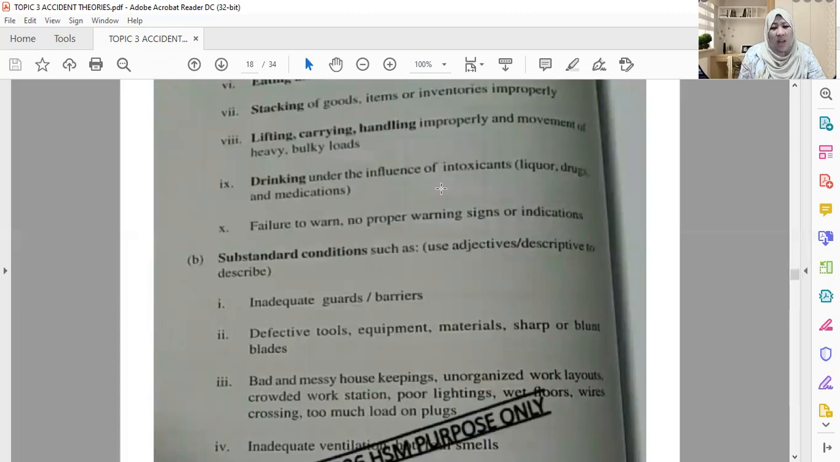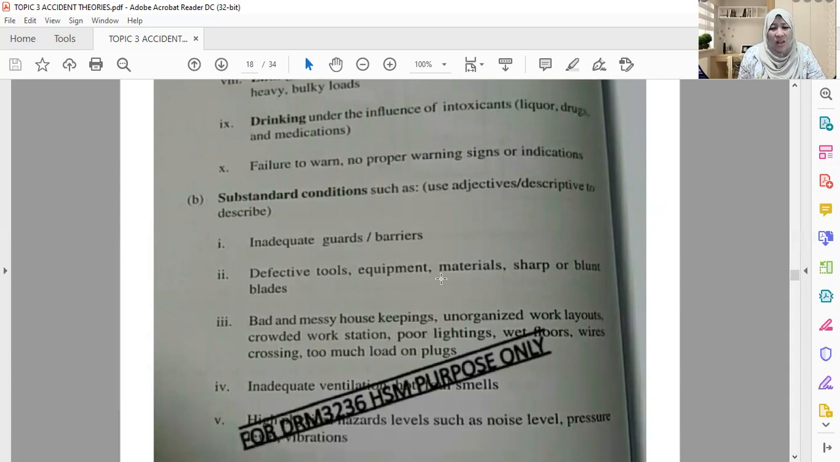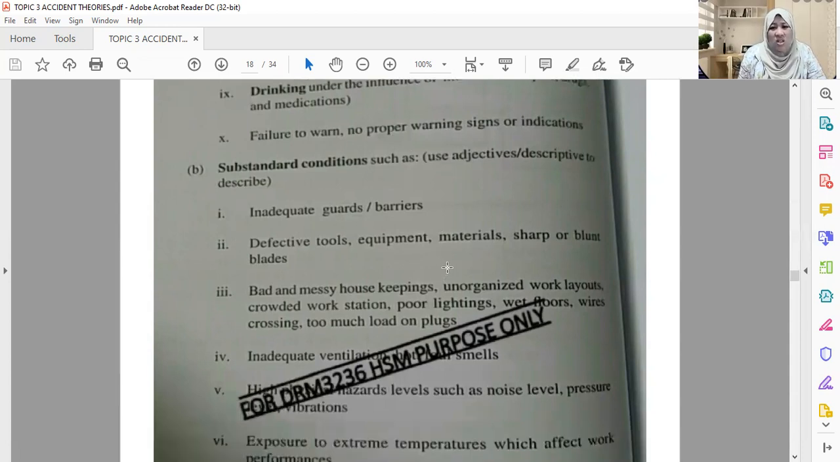Alright, and then the failure to warn, no proper warning signs or indications. So dia tak ada langkah-langkah untuk macam bagi amaran ataupun sebarang signal ataupun tanda-tanda. Okay, do not drink and drive, for example, kan. Do not smoke. Tak ada pun benda tu. Dilantakkan aja contohnya. And also substandard conditions, such as inadequate guards or barriers. Sometimes dia tak ada proper guard ataupun barriers, tak ada palang, tempat yang dilarang masuk dia tak boleh letak pun, no enter.